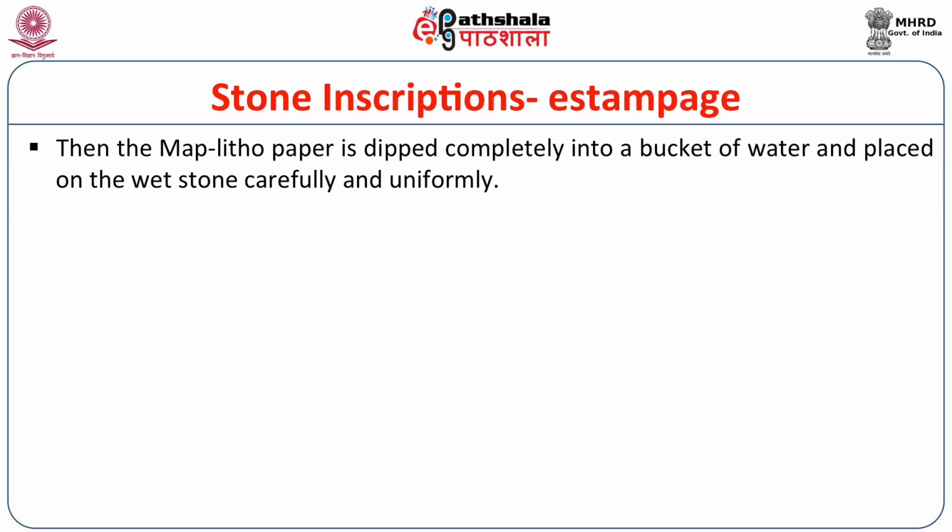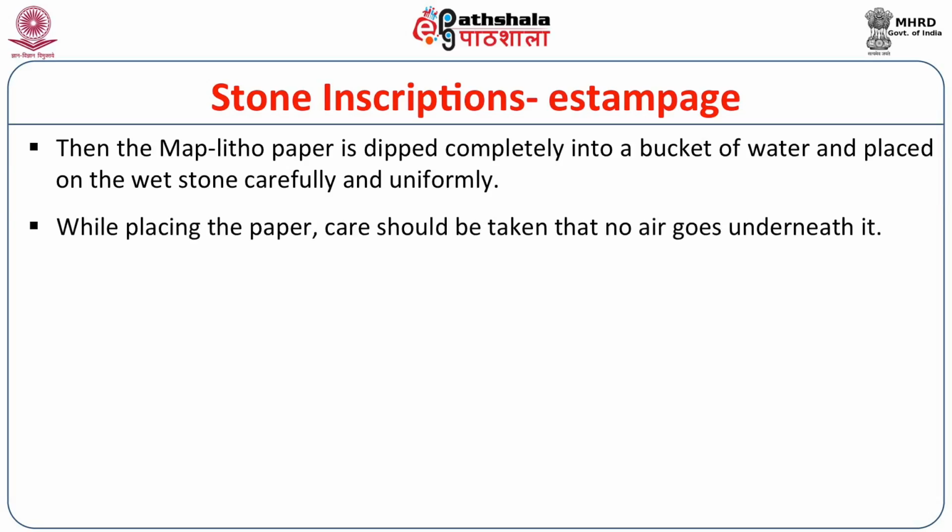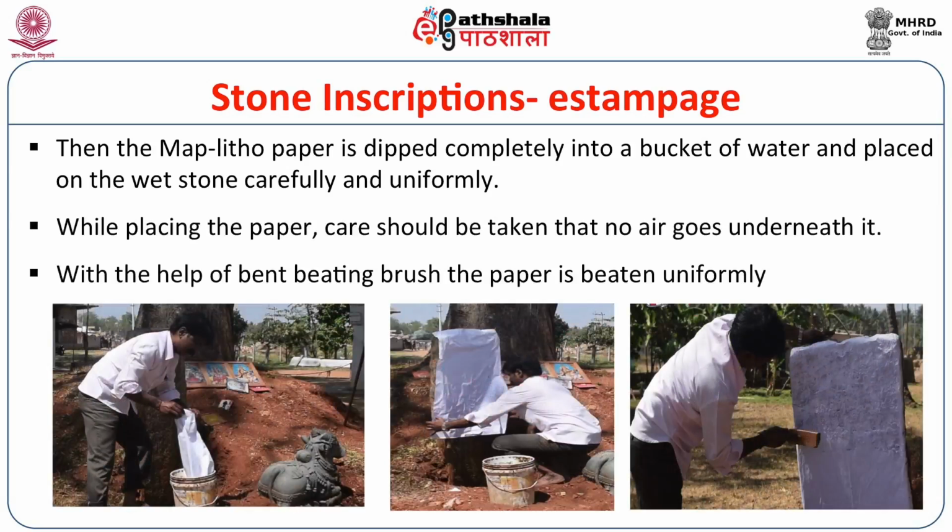Then the map litho paper is dipped completely into a bucket of water and placed on the wet stone carefully and uniformly without any foldings and bubbles. While placing the paper, care should be taken that no air goes underneath it. After that, with the help of the bent beating brush, the paper is beaten uniformly.